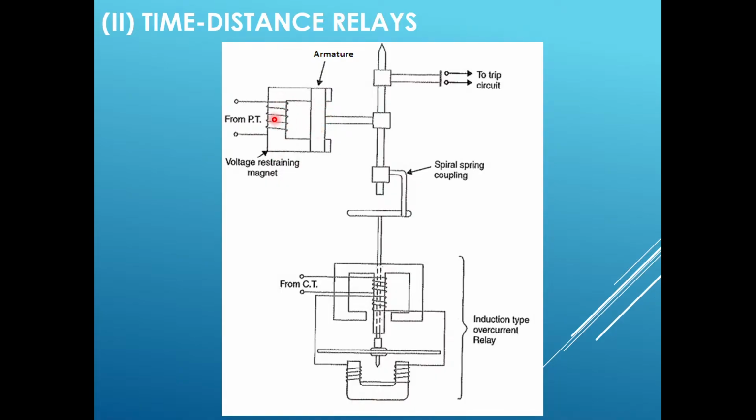Because the armature is attracted towards this U-shaped electromagnet, the rod is not moving, it is in a fixed position. Because of that, the moving contact will be away from the fixed contacts of the trip circuit. So this upper U-shaped electromagnet you can call the voltage restraining magnet.